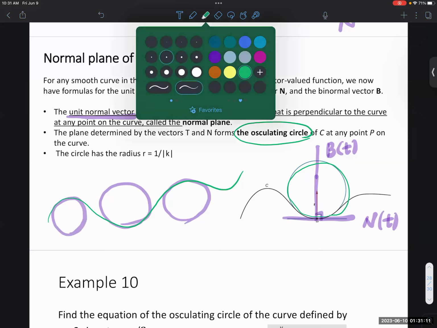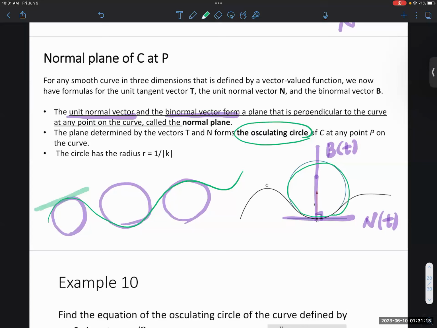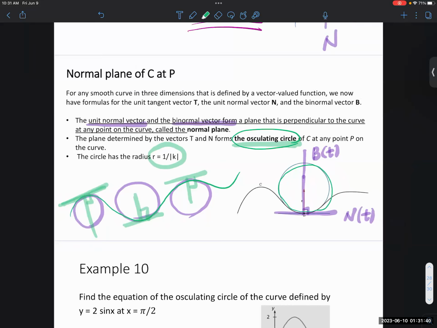Because this is the moment where the unit normal vector and binormal vector are always in a perpendicular relationship. So we call this circle the osculating circle. That's the definition. Once you find the circle equation, you can also measure the radius. Let me show you that example. It's a very simple topic, so let's take a look at it.